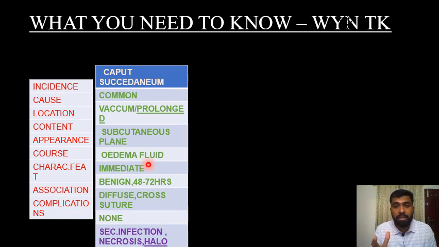It is diffuse in nature. It crosses the suture lines. It is diffuse and crosses the suture lines, and no significant associations are there. Complications itself are rare, but still for exam purpose, secondary infection, necrosis, and an extremely rare sign, halo ring scalp sign. Okay, and it happens above the periosteum.